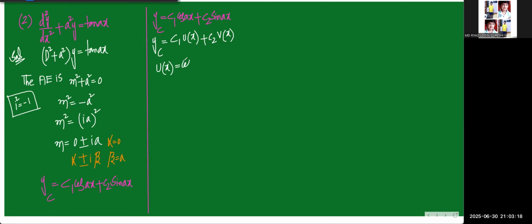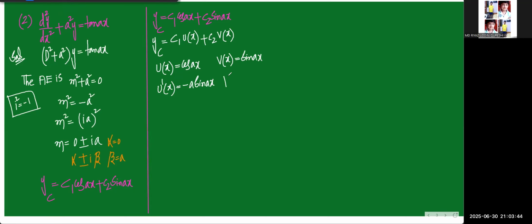It is cos ax. Now let me find out its derivative. We require it somewhere else, but here only let me find out. Derivative of cos ax is minus a sin ax. Okay? a is a coefficient of x, that should be written here. v of x is equal to, it is again sin ax.